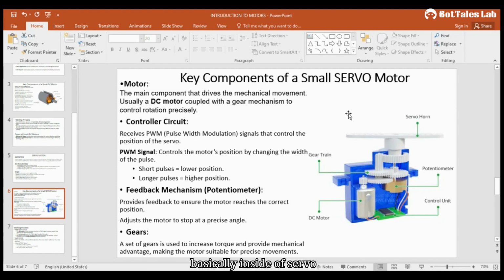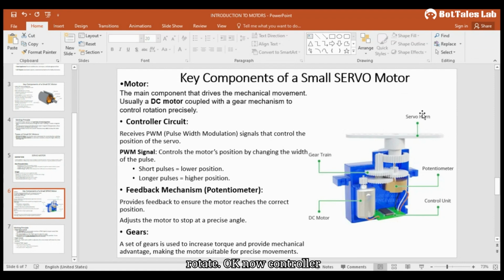Basically, inside of a servo motor, a DC motor is there, which is used to control the position of the servo motor with the help of gears. That is, one DC motor is there and it is connected to different gears. As the DC motor rotates, these gears will rotate, and according to the movement of these gears, the shaft of our servo motor, that is known as the servo horn, will rotate.